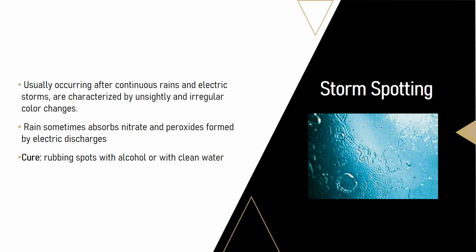The third one is the storm spatting. I think this one usually occurs on freshly painted exterior surfaces when rain hits the surface, and it often occurs within an hour of the paint being applied. The causes are insufficient drying of freshly applied coating and then the rain. It is said that rain sometimes absorbs nitrate and peroxides formed by electric discharges, and once it penetrates the paint film, it will change the refractive index of the coating. For the cure, rub the spots with alcohol or with clean water.